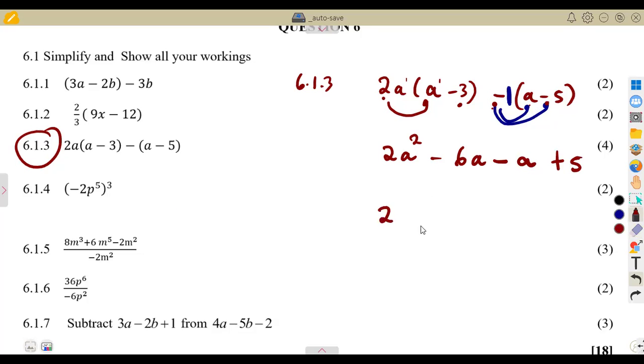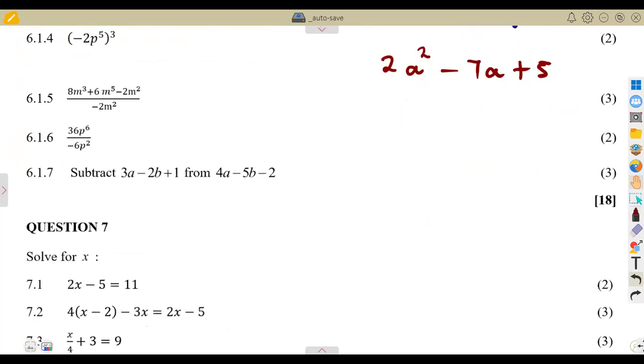So also consider your like terms. There is a and a, they're same exponent. So these are like terms. So that's minus 6, minus 1. That's minus 7a plus 5. Just like that, you are done. So they can test you these questions. You just have to be careful. 6.14, simplify again. That's an exponent there. 6.14 we are given.